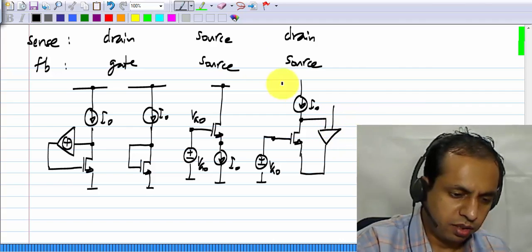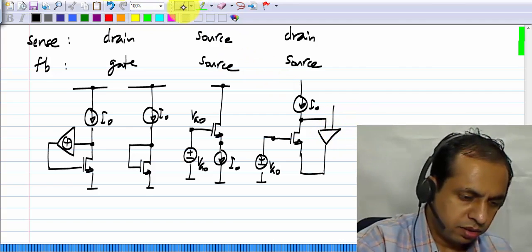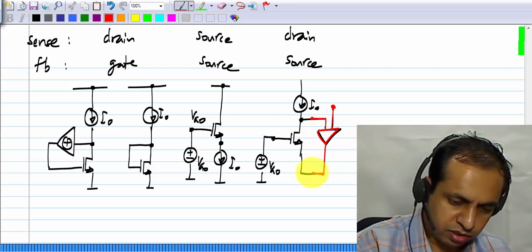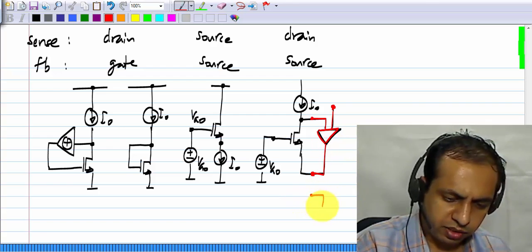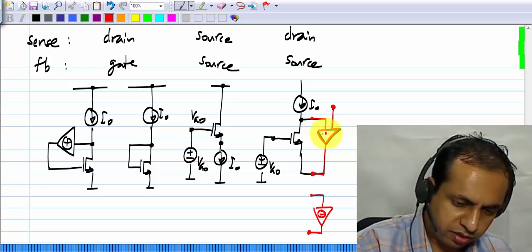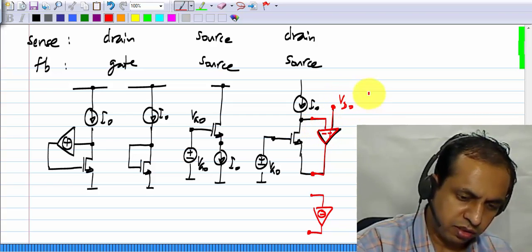In general, this part of it that I will show in red, this can be any circuit that has a negative incremental gain.